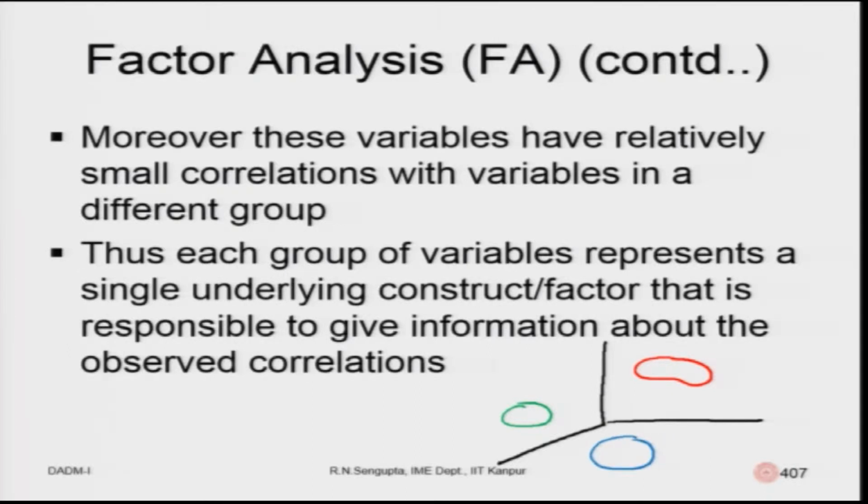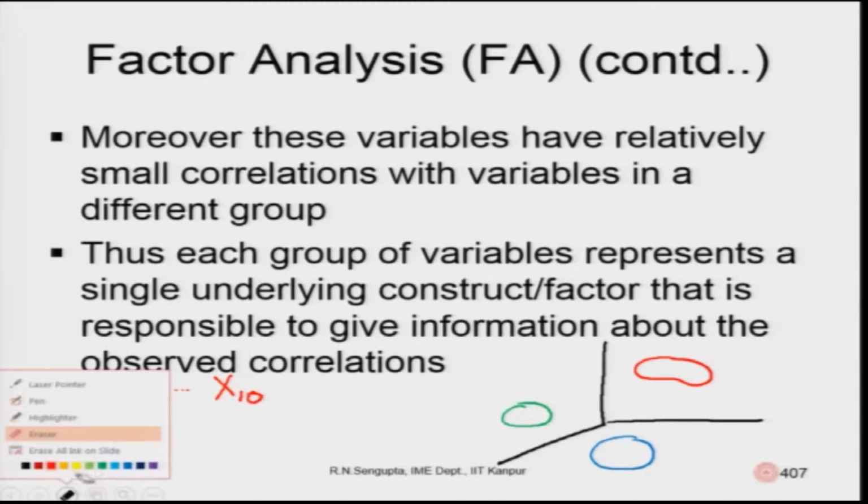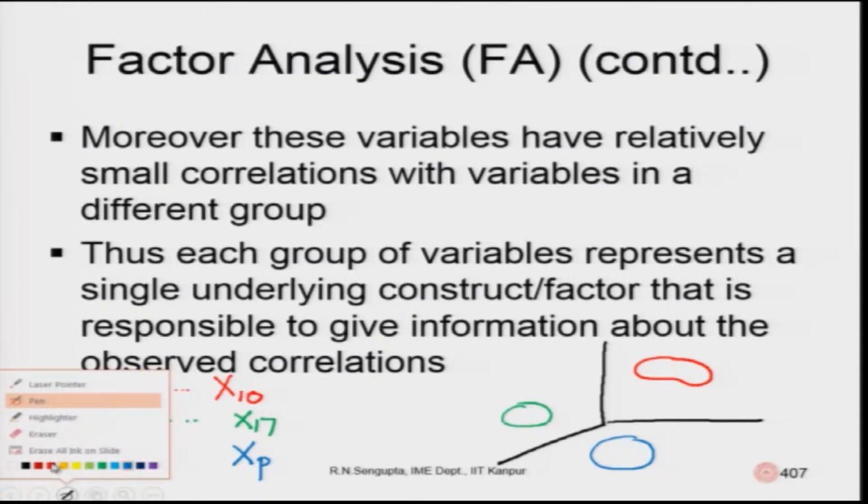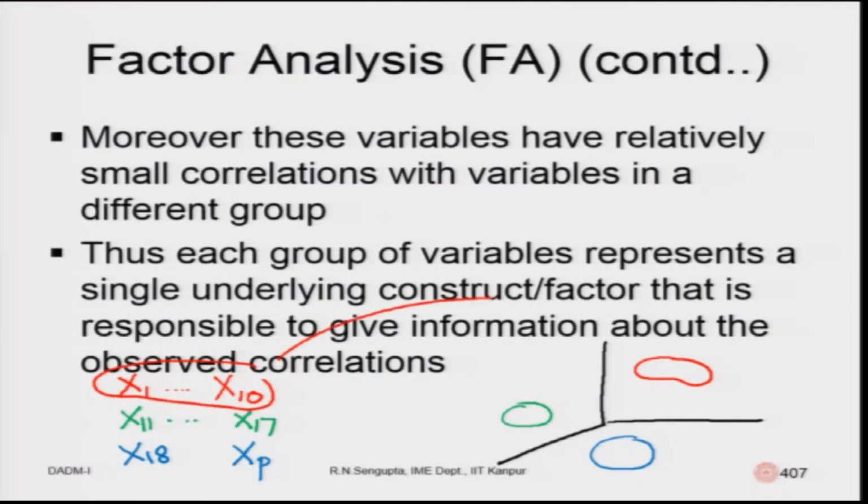So, what are these red, green and blue colors? I am using the nomenclature x1 to xp and then dividing into 3 groups. So, this is x1 to, say for example, x10, then x11 to, say for example, 17. This 10, 17 does not make any sense, I am just giving numbers, and the last one is x18 to xp.